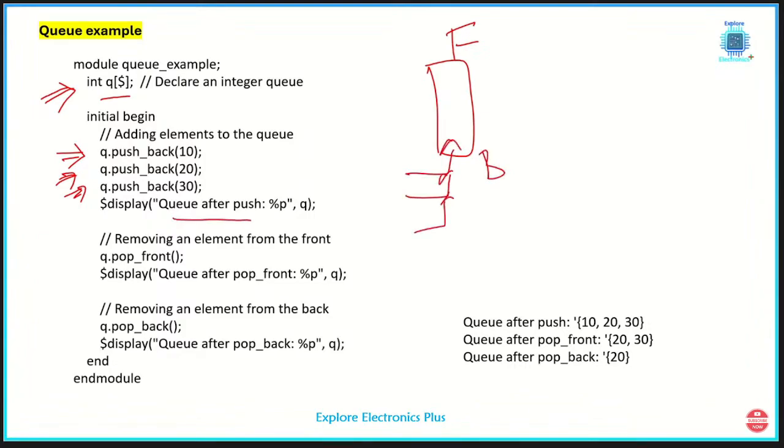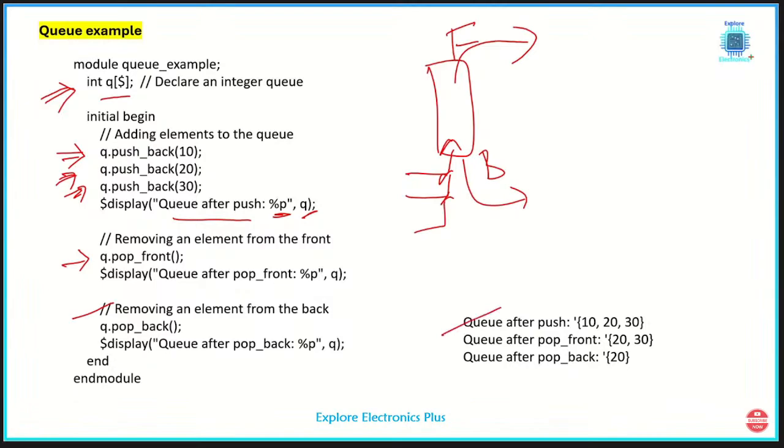Now after the push we can print the values. Percentage %p is the format specifier for arrays. It will print all the values present in the queue. Suppose you want to remove an element from the front, you see here q dot pop_front, this pop_front will give us the first element we have added. And also we can take out the element from the back. Pop_back can be used, right?